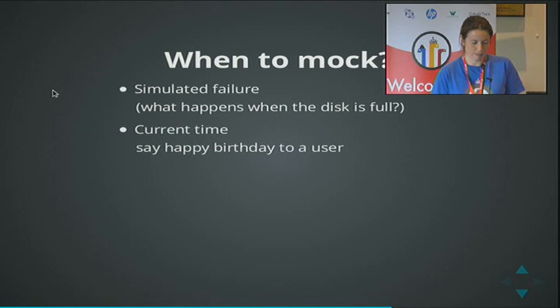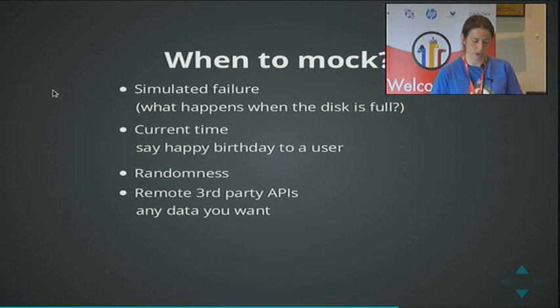Same thing for getting the current time. You don't want to mess with the system clock. Randomness ought to be pinned down if you've got random things in your code. And then third-party APIs, even for success cases, it's really nice to have whatever inputs you want.